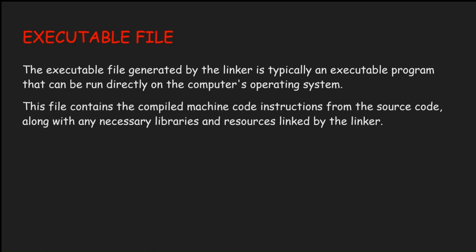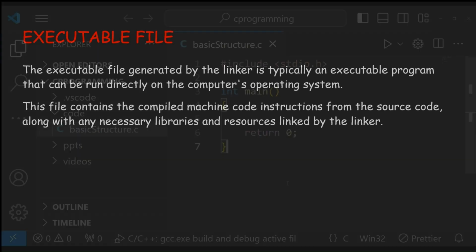The linker finally produces an executable file. The executable file generated by the linker is typically an executable program that can be run directly on the computer's operating system. The file contains compiled machine code, that is zeros and ones instructions from the source code, along with any necessary libraries and resources linked by the linker.